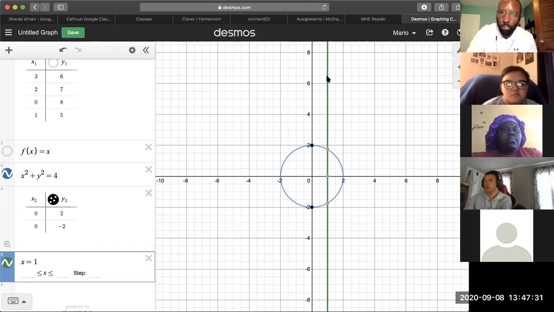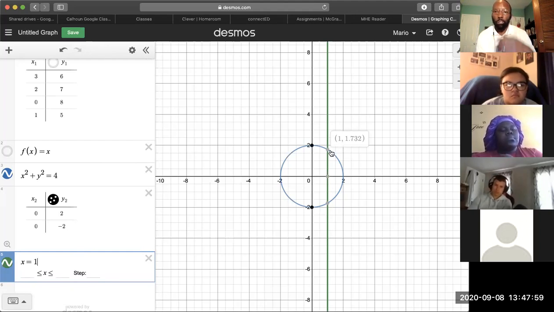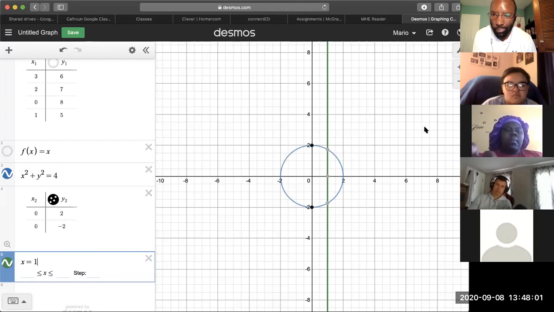So notice this green line. Notice how the green line touches the circle more than once. This is what's called a vertical line test. Any graph that a vertical line touches more than once is not a function. That fails the vertical line test. It's automatically not a function.